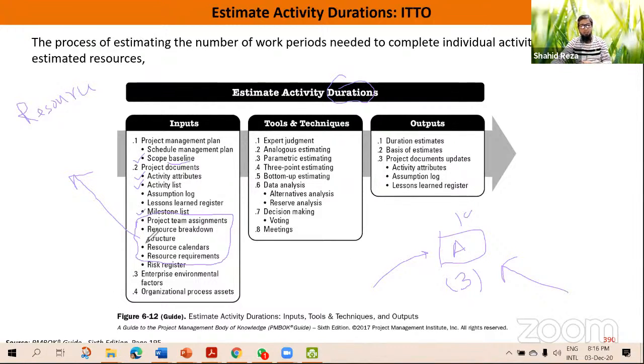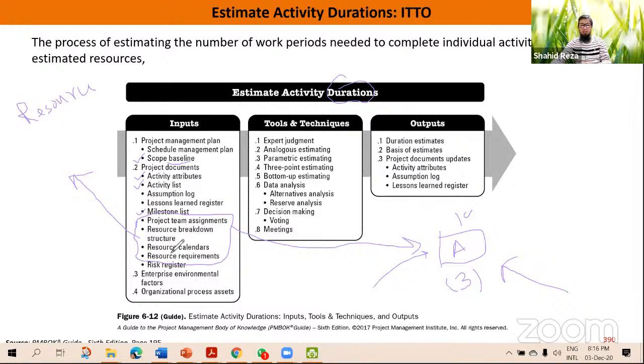So that's why these four inputs will be generated in the resource chapter. And what does it mean? Let me explain. Project team assignment. Team assignment means who is actually going to do this activity, because duration counts are based on that.